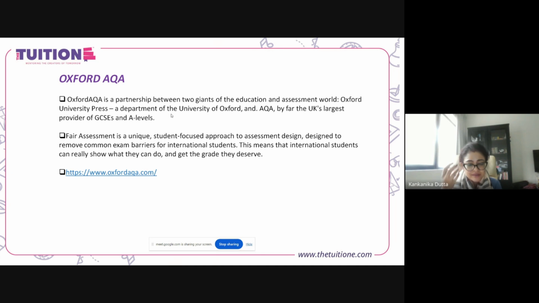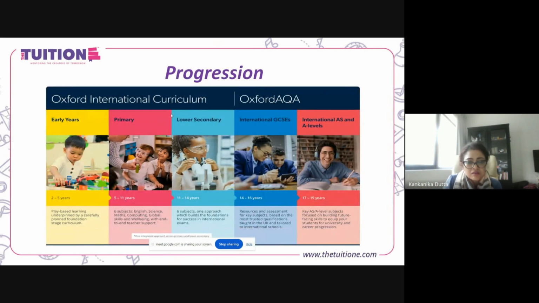If a child is a kinesthetic learner, he can do a project, submit it, and will be assessed on that. If a child is a visual learner, he can make a PPT and submit. So it is a very diverse curriculum, generally designed to accommodate students from the international phase. I'll give you a very brief look at how they approach the progression. 2 to 5 years is play-based learning. 5 to 11 years is English, science. These are the core things.